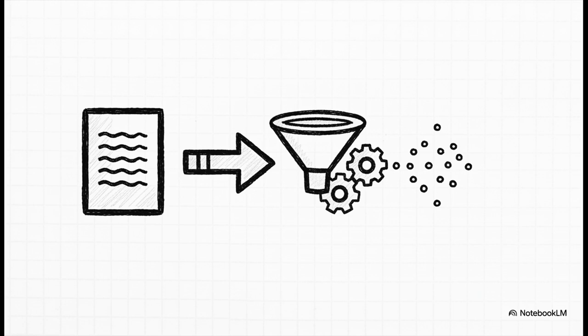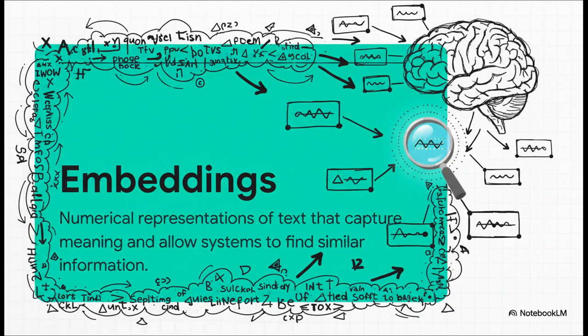No. The real secret sauce is that it understands the meaning behind your words by turning them into numbers. And this is done using something called embeddings. It sounds technical, but the idea is pretty straightforward. An embedding is just a numerical representation of a piece of text, a long list of numbers or vector that captures its meaning. Think of it like giving every concept a unique GPS coordinate.